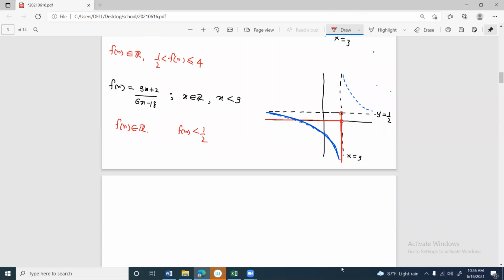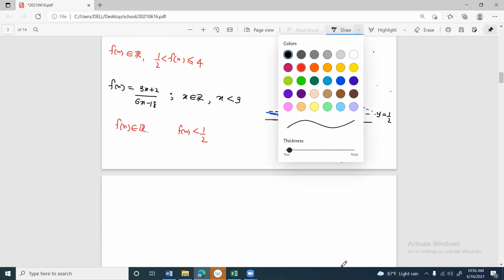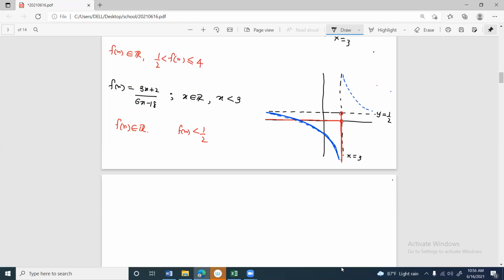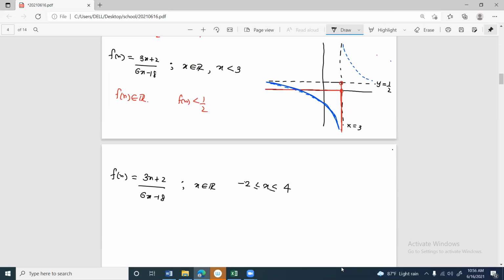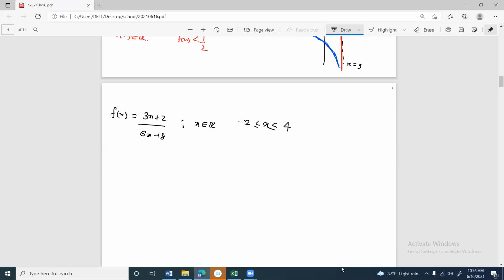Then the same graph, the last part of this graph is like this. They might give you f(x) equals 3x plus 2 over 6x minus 18. They might give x is in between, and the values from x greater than minus 2 and less than 4. This is a little bit contradictory. We'll start with the graph.